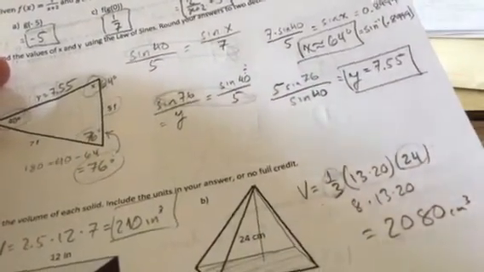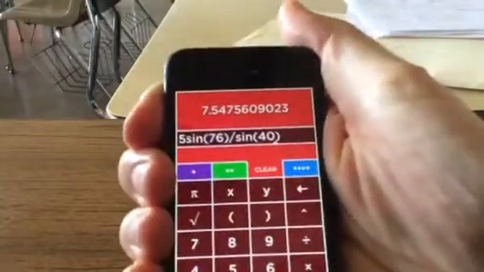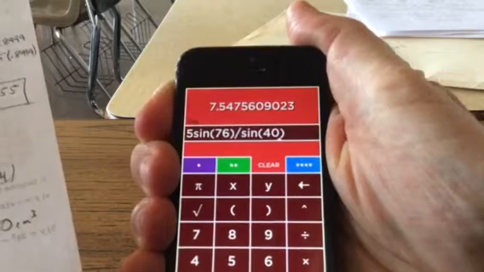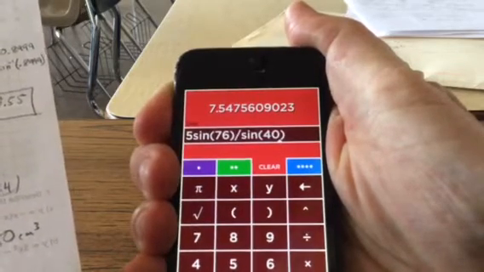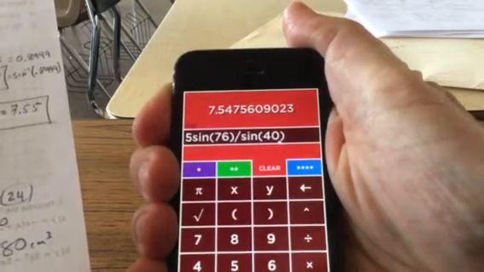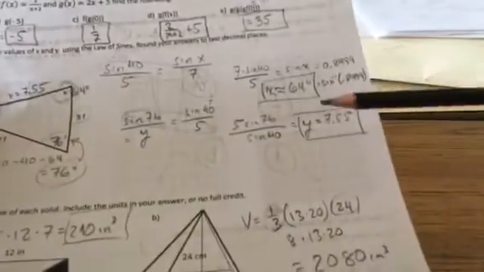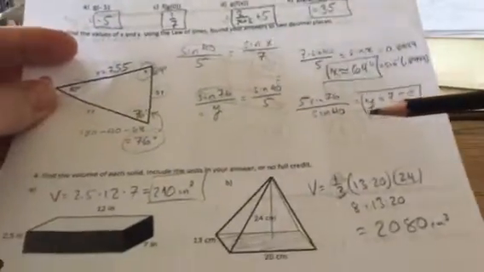And that looks like this, all right? There's 5 sine 76 divided by the sine of 40. And right there, we don't have to do any extra steps. That is our answer for y, 7.5. And I rounded to 2 places here, 7.55. And there's the measure of that side length right there.